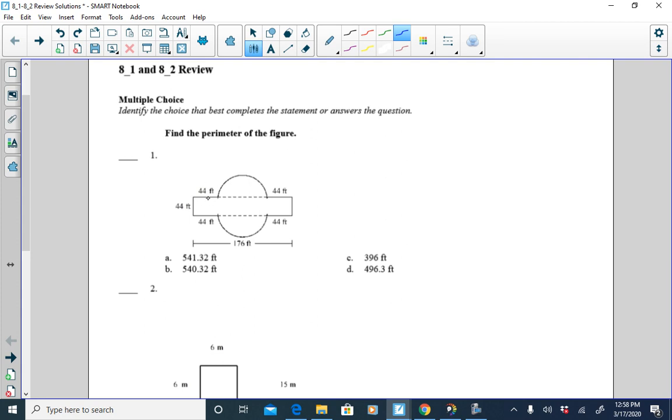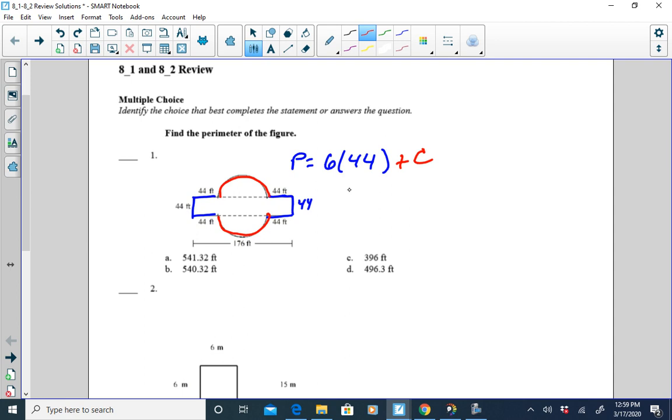Well, the perimeter of the figure is the distance around the figure, and the distance around the figure starts with these 6 blue segments, and each of those 6 blue segments is equivalent to 44 feet. So the perimeter is going to be equal to 6 of those blue segments, right? Because this one we know is also 44. But then we also need the distance of these 2 semicircular regions. And when you put 2 semicircles together, that's going to be the circumference of the circle.